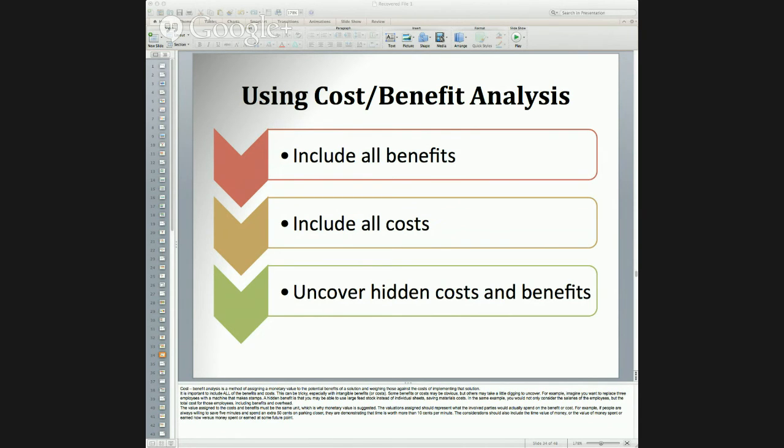The considerations should also include the time value of money, or the value of money spent or earned now versus money spent or earned at some future point.